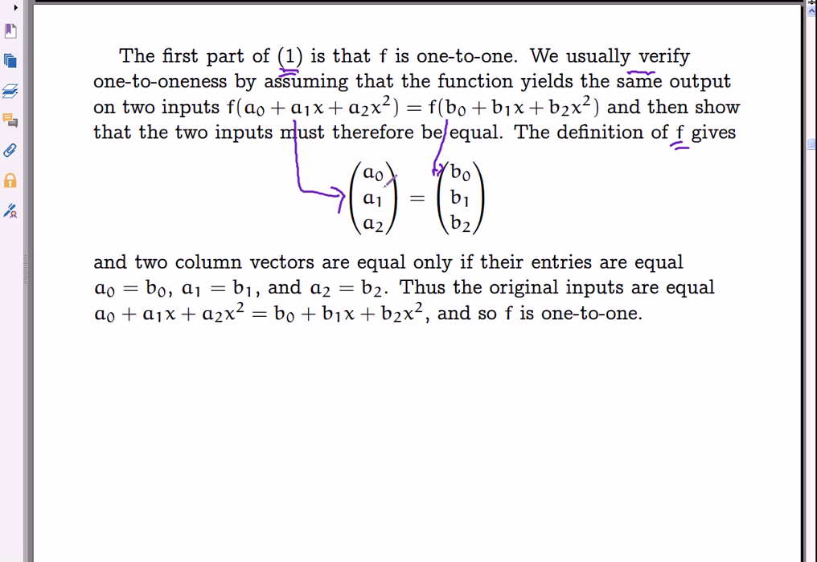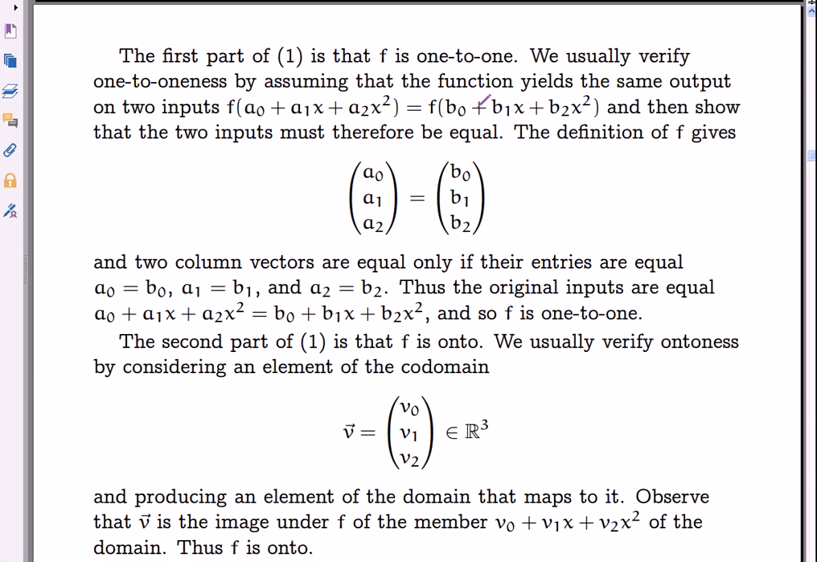Now, these two vectors are equal only if the corresponding entries are equal: a0 equals b0, a1 equals b1, and a2 equals b2. If those three coefficients are all equal, that means that the original polynomials must also be equal. Okay, so we've shown that if we start with any two inputs and their outputs agree, then the inputs must also agree. Okay, so that's the one-to-one part of this statement.